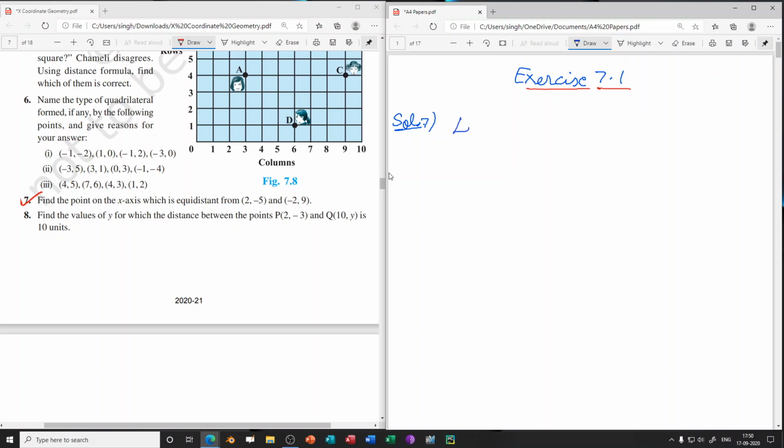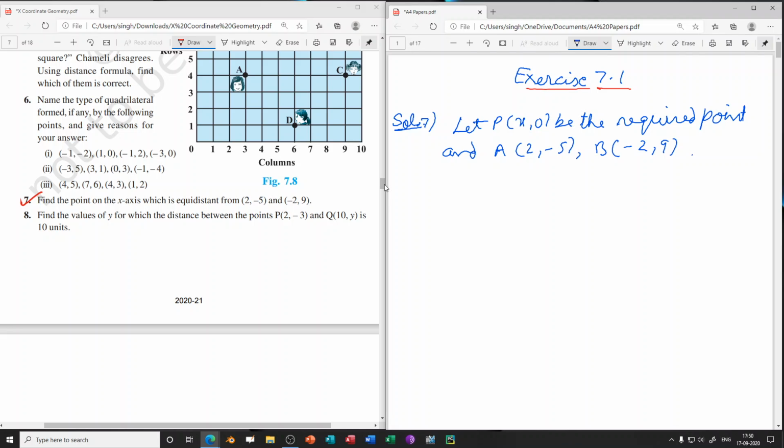So let us take P(x, 0) as the required point. What is given to us is that this point is at equal distance from the points (2, -5) and (-2, 9). Let us name them A and B, where A is the point (2, -5) and B is the point (-2, 9).